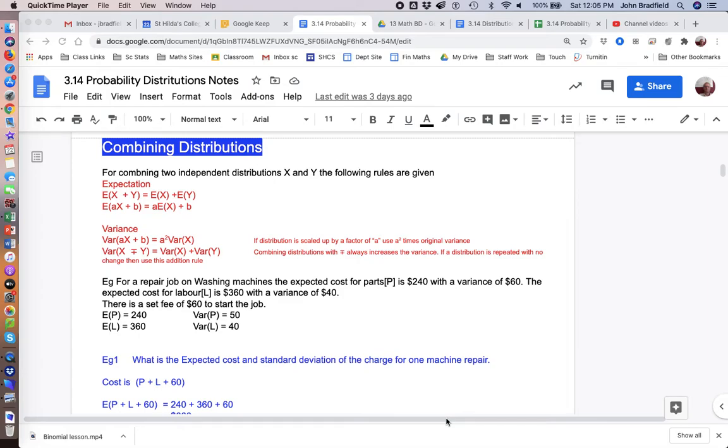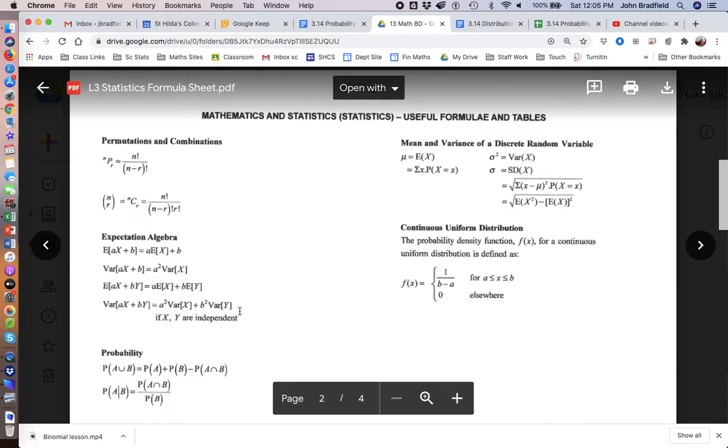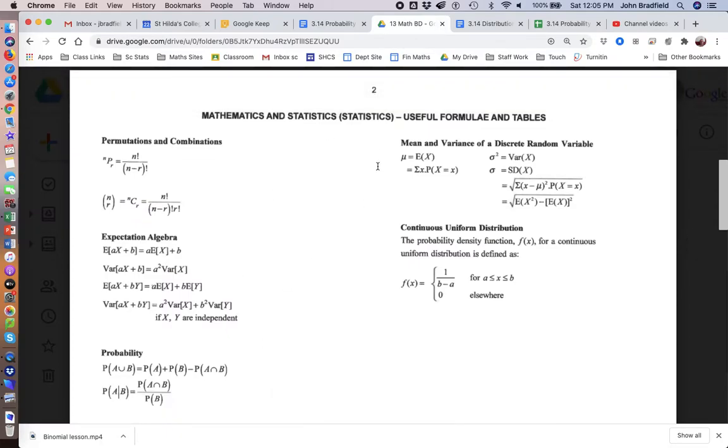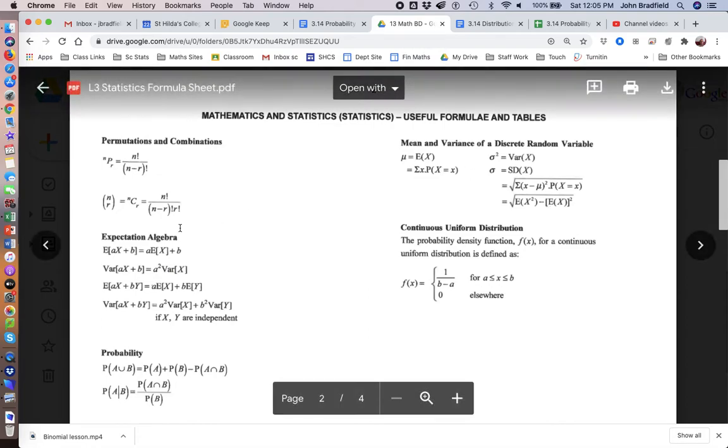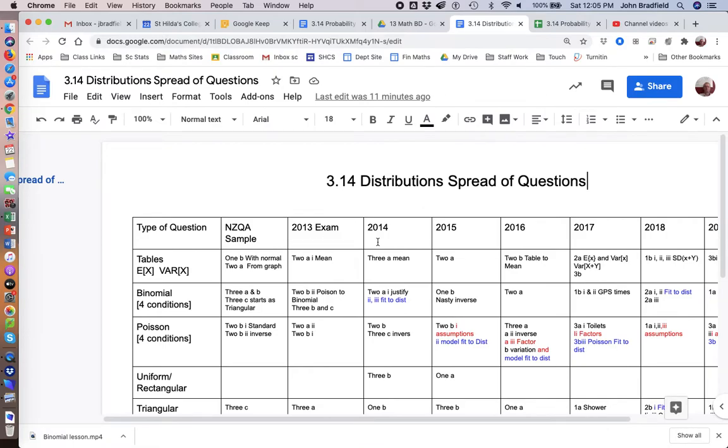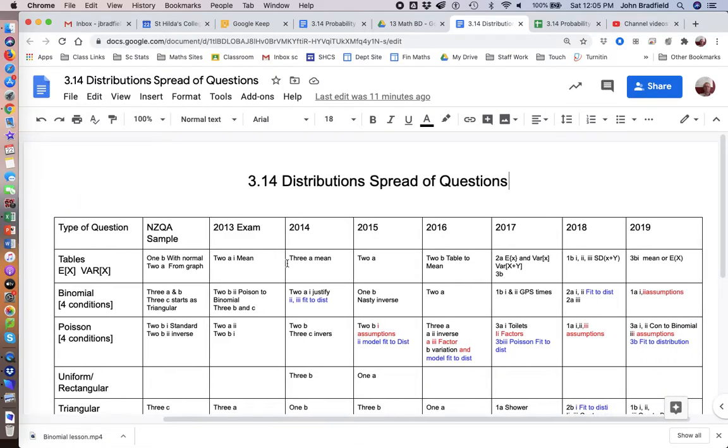Combining distributions. It's the second thing, and it comes very much off the back of the tables and the random variables. In terms of the discrete random variables, the material for the first lesson is on the formula sheet. What we're looking at comes under this business of expectation algebra. It's not a really common question. If you look at the distribution of the questions, there's always something about the expected value in every exam, pretty much, using the tables almost always.